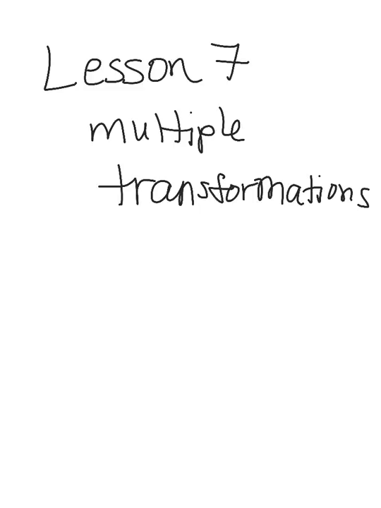Lesson 7 is going to be on multiple transformations. So starting today, what you're going to be doing is reflecting and rotating to get a final image, or translating and reflecting and dilating. Basically, you're going to be doing more than one transformation to get your final image.